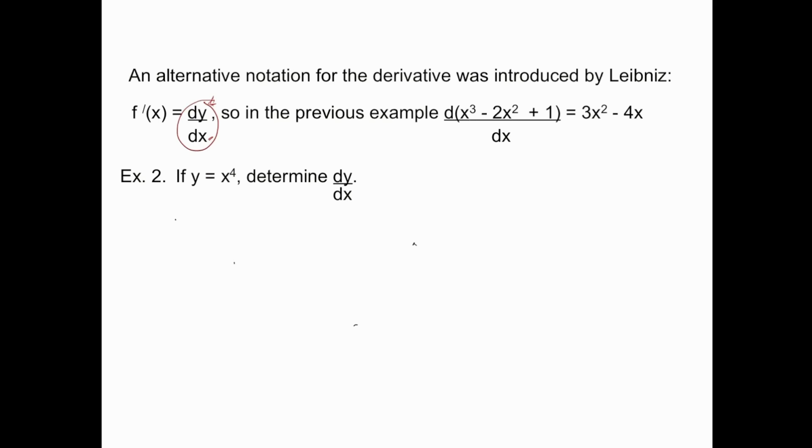So let's look at an example. Let's say we have y equals x to the power of 4. Let's determine dy over dx. Remember, dy over dx is just an alternative way of saying f prime of x, or the derivative. So we're going to use the same equation, where it's f of x plus h minus f of x all over h. So our limit as h approaches 0 will be x plus h to the power of 4 minus x to the power of 4 all over h.